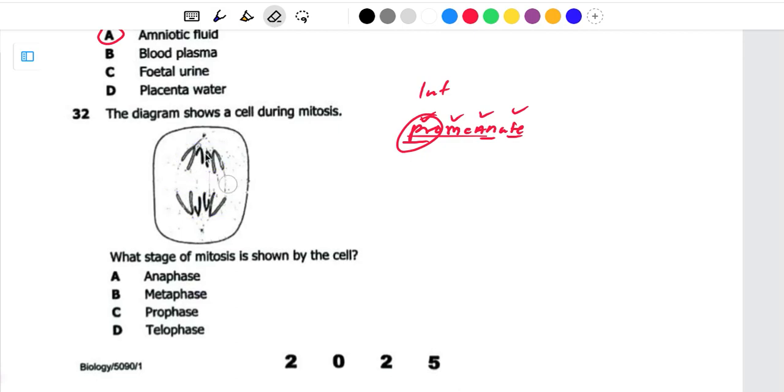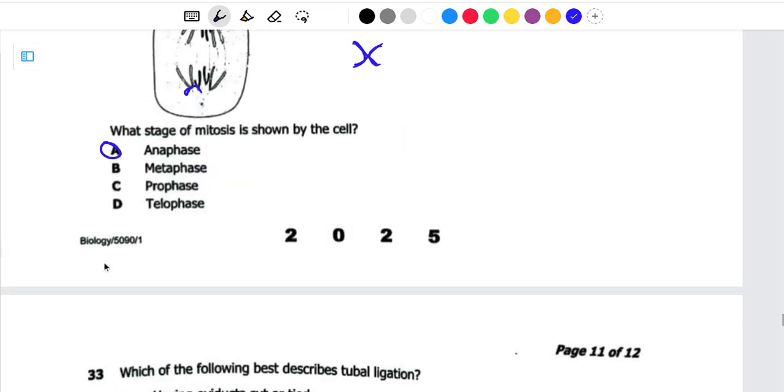And then telophase, you find that these ones they are going to be fully developed into a full chromosome. A full chromosome looks like this. So these they are going to develop into a full chromosome, that is telophase, and the reformation of the nucleus and other things are going to happen here. So meaning to say the answer is going to be A, which is anaphase.